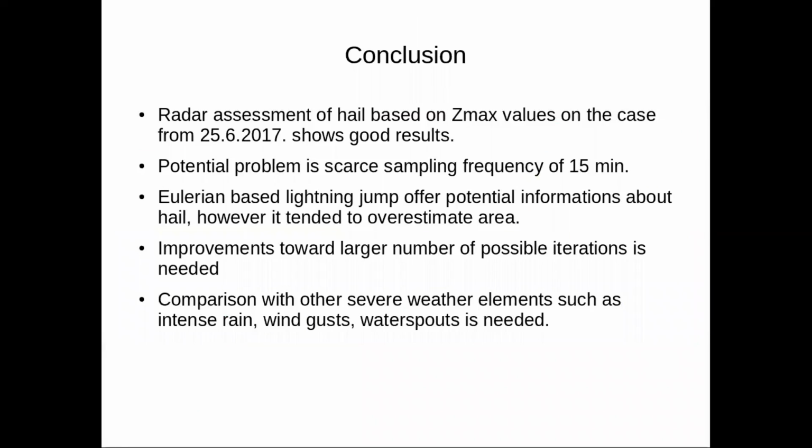So to conclude, radar assessment of hail based on the Zmax values shows very good results in this particular case. The potential problem is scarce sampling frequency, which leaves a lot of gaps in between that could be carrying some information. Then Eulerian-based lightning jump offers potential information about the hail. However, it tends to overestimate the area.